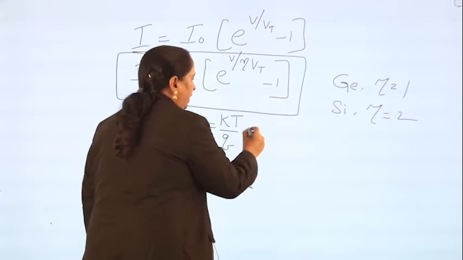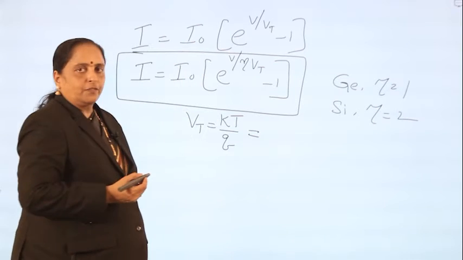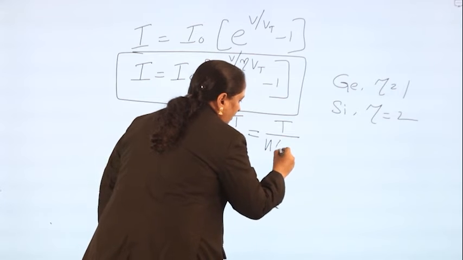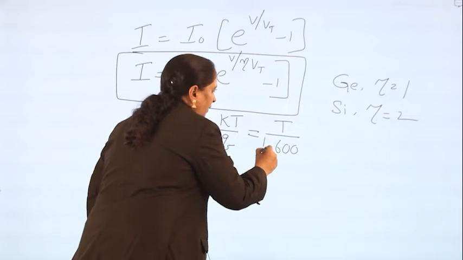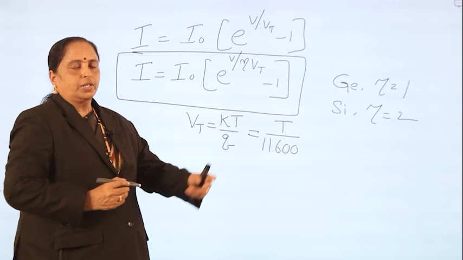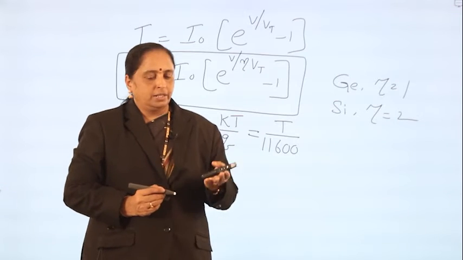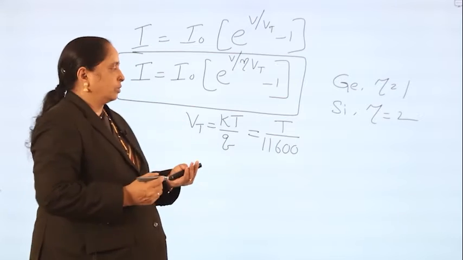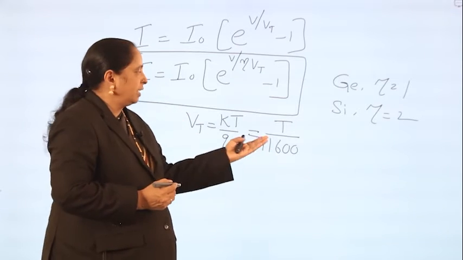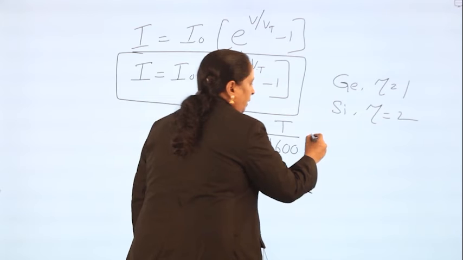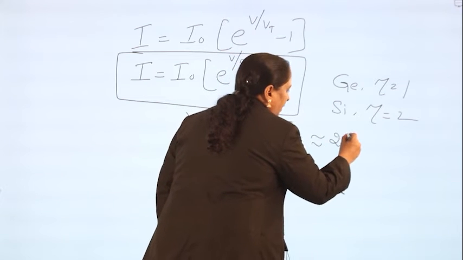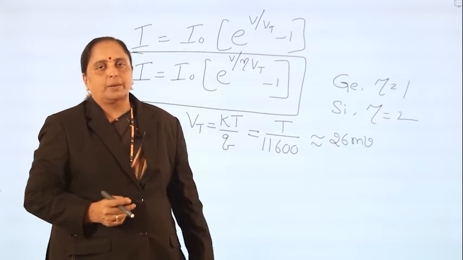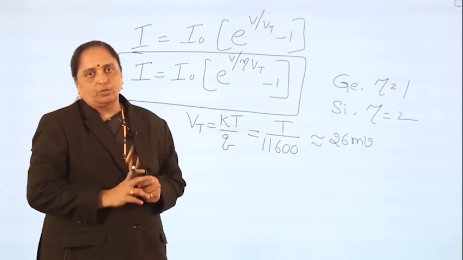If you substitute k and the charge on the electron, because they are fixed values, then you will finally get Vt is equal to T by 11,600. At room temperature of 27 degrees centigrade, the absolute temperature is 300 Kelvin. So if T is equal to 300, then 300 by 11,600 becomes approximately 26 millivolts. So at room temperature, the volt equivalent of temperature Vt is equal to 26 millivolts.